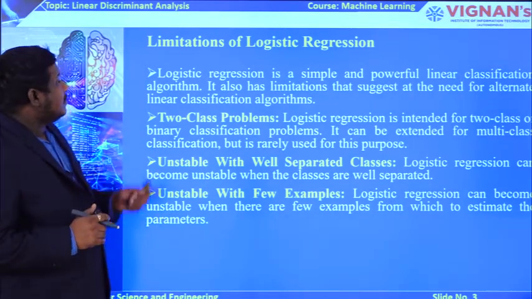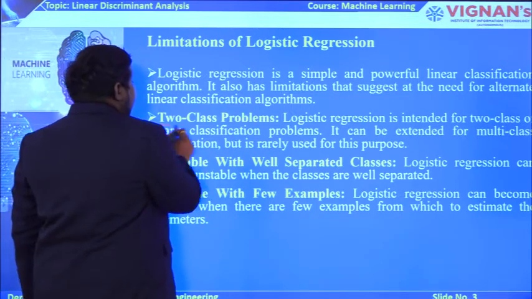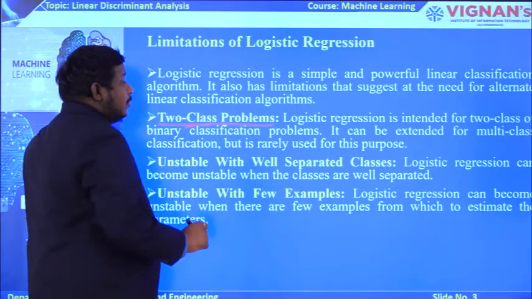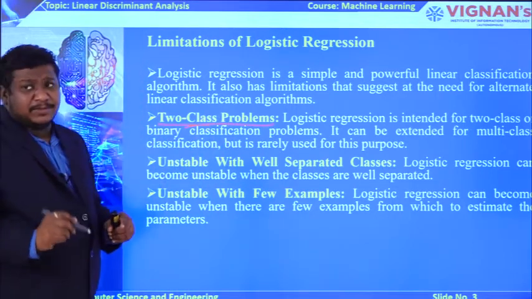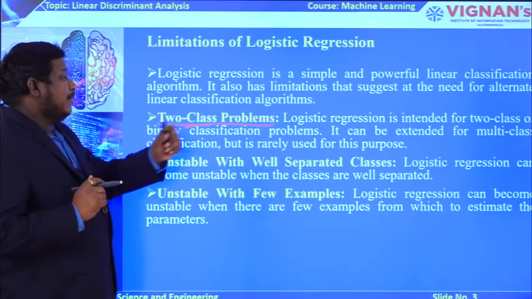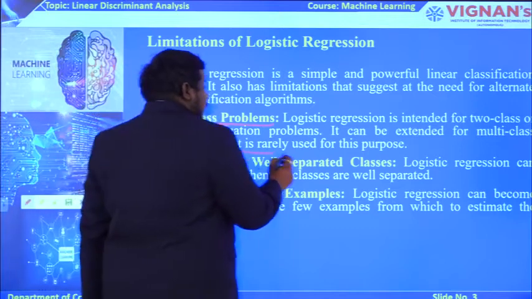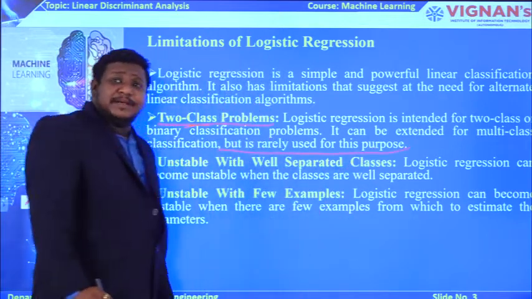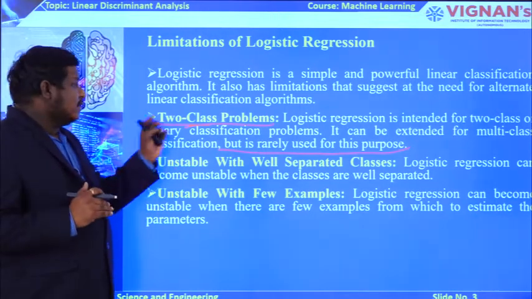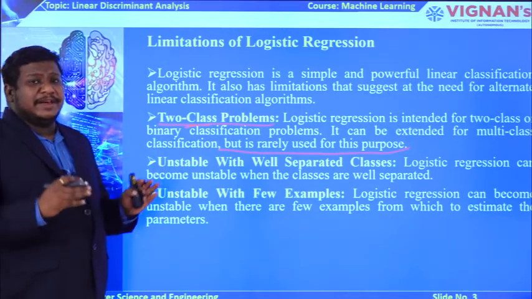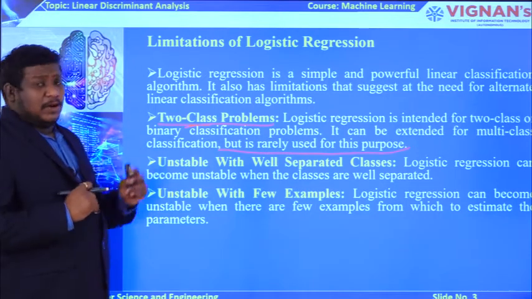The first limitation of logistic regression is two-class problems. Logistic regression is mainly intended for two-class or binary classification problems, which we already know. It can be extended for multi-classification, but it is very rarely used for this purpose, and we cannot predict the outcomes well, because the major role of logistic regression is binary classification problems.